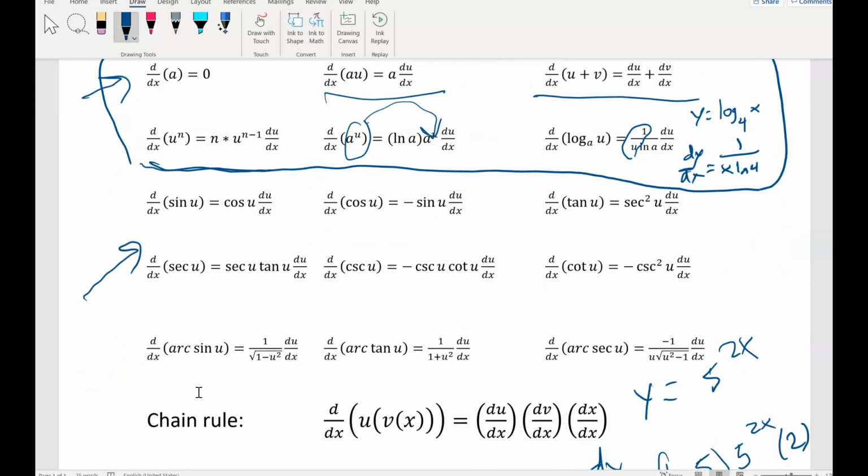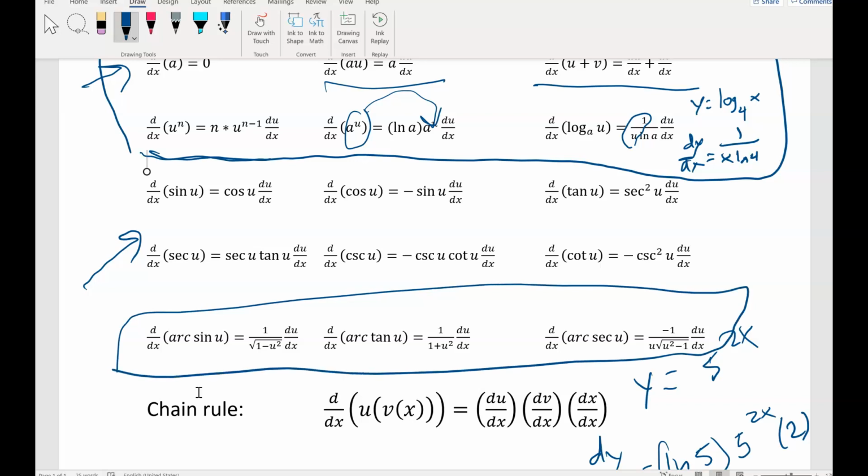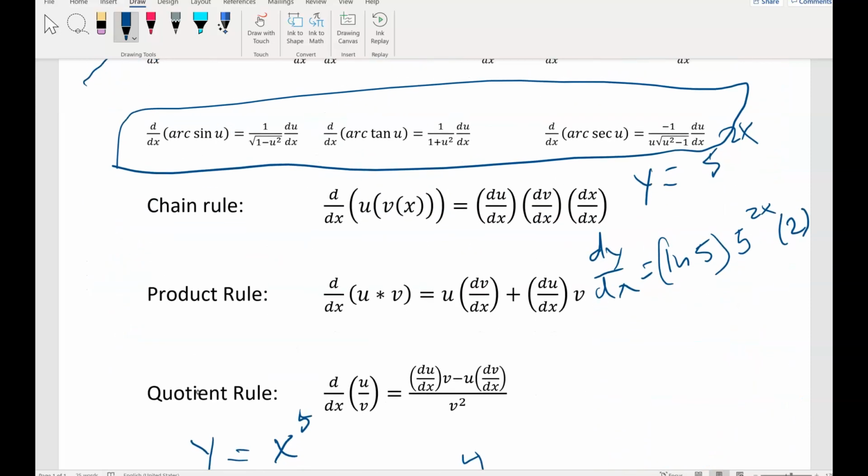Don't worry about the arcsine, arctangent, arcsecant down here. We'll talk about those later, when we get to more complicated things. And then down here, we have the chain rule, which is already mentioned above. And we also have the product rule and quotient rule, which are more advanced rules that we will talk about at a later time. So don't worry about those just yet.